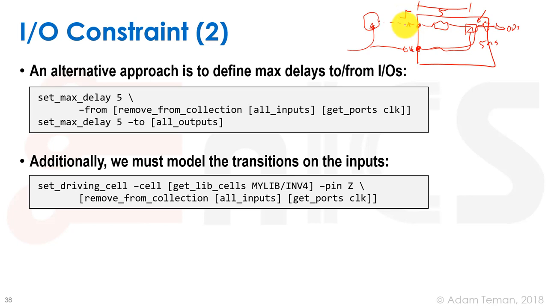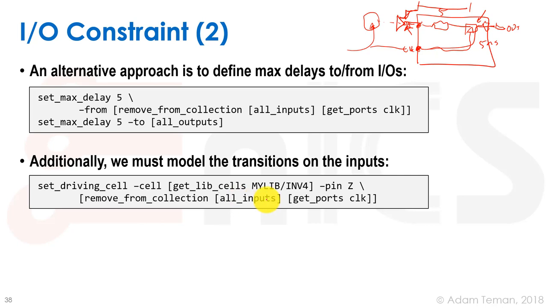So it would be much better, for example, to make it relative to our technology, and assume that there's some sort of inverter here that's actually driving this, which will give it a more realistic type of waveform. What we can do is set driving cell, saying what the cell is that drives all these inputs. get_lib_cells is one of these get commands that looks for things in libraries. mylib is the name of my library here. INV4 is some sort of an inverter inside my library. And it says, take the Z pin, the output pin of that. It says, okay, listen, this is the cell that's driving my inputs. And that gives a more realistic look.